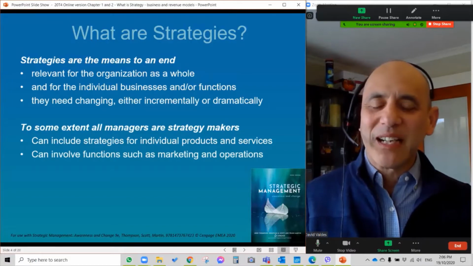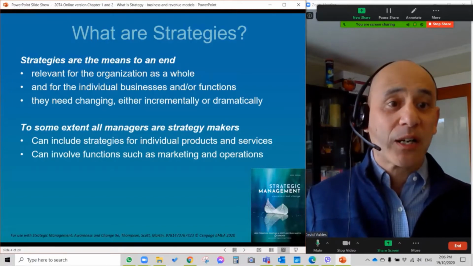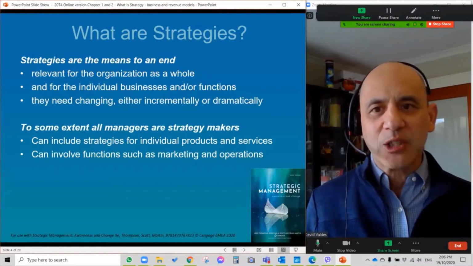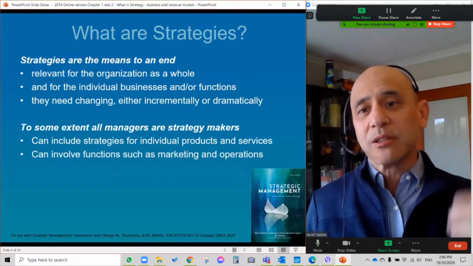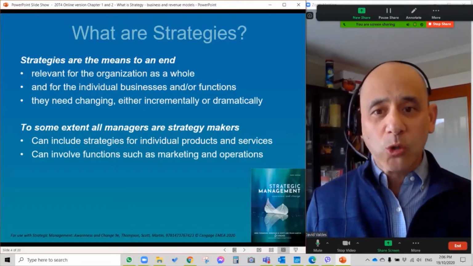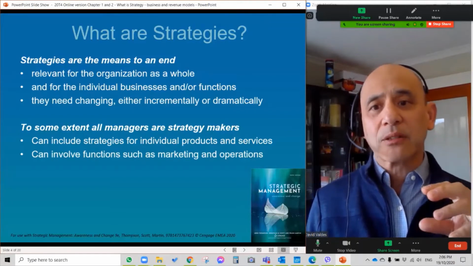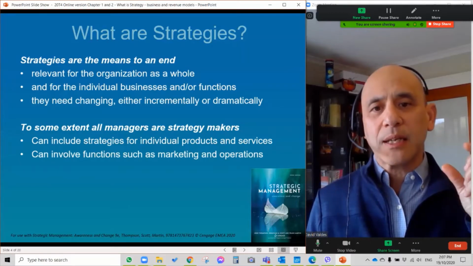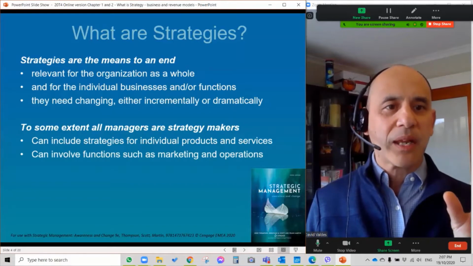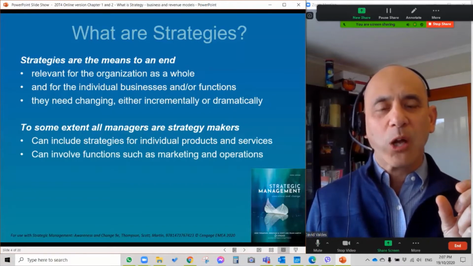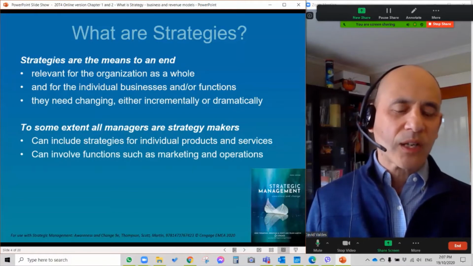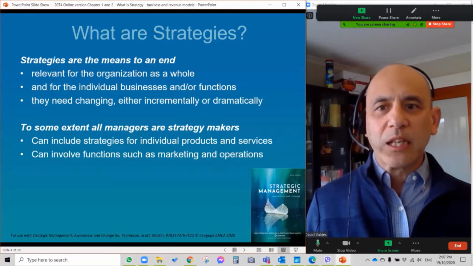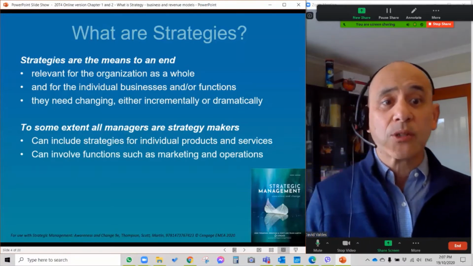So anyway, to some extent, all managers are strategy makers. In other words, we're not really saying that strategy is for CEOs or the top leaders of the company. Strategy is also formulated down the ranks to middle management, for example. Even supervisors may have strategic thinking in place there. They may be thinking about how to do their jobs, how best to influence their subordinates, for example, might be part of their strategies. So again, it can include strategies for individual products and services.